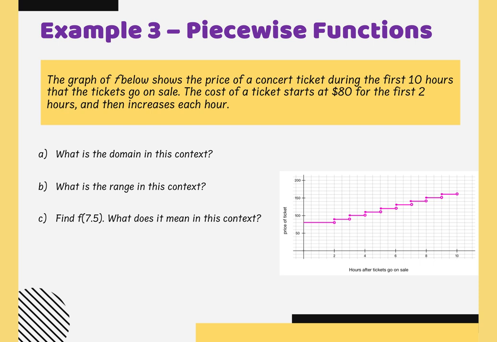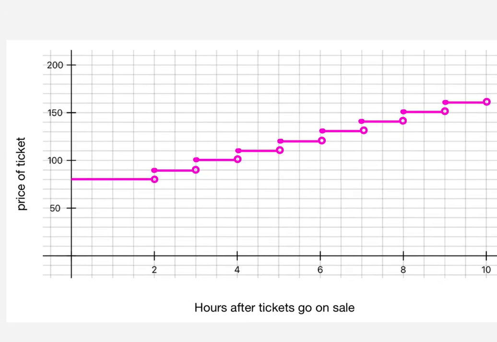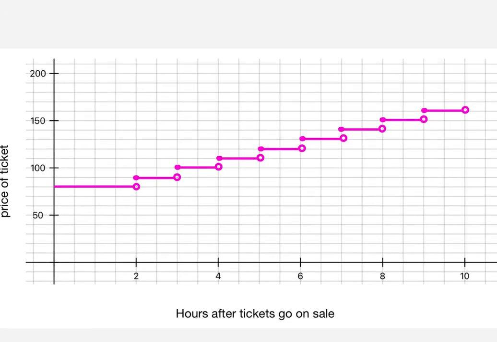All right, now we got piecewise functions. I don't think these are that bad. Okay, they're weird, but they're not that bad. First of all, it says the graph of F below shows the price of a concert ticket during the first 10 hours that the tickets go on sale. The cost of a ticket starts at $80 for the first 2 hours and then increases each hour. This is clearly a budget concert, not like a regular one now.